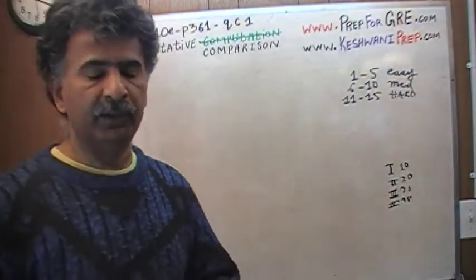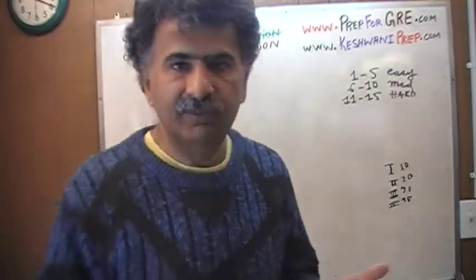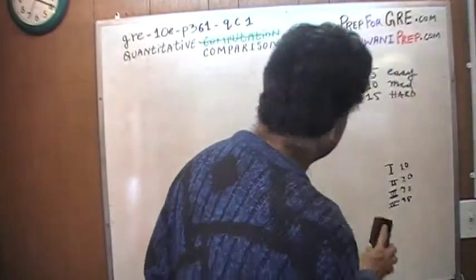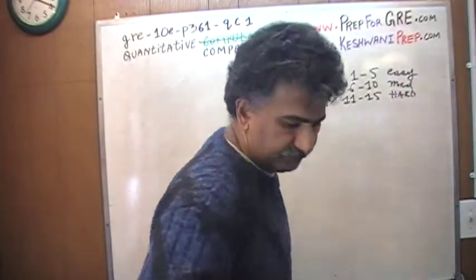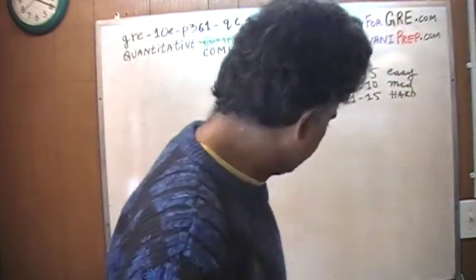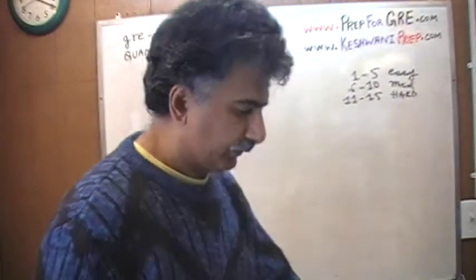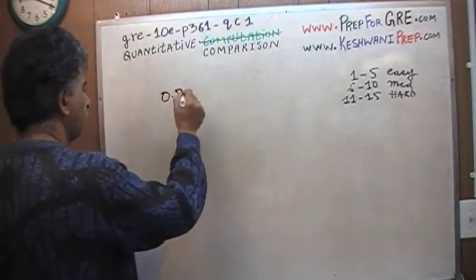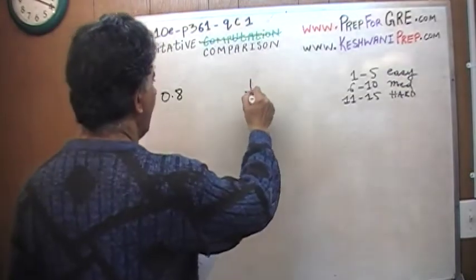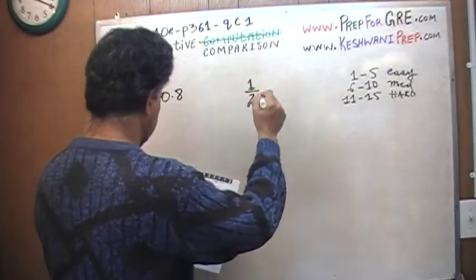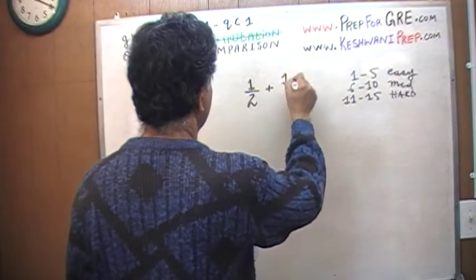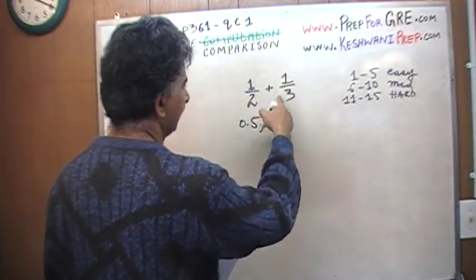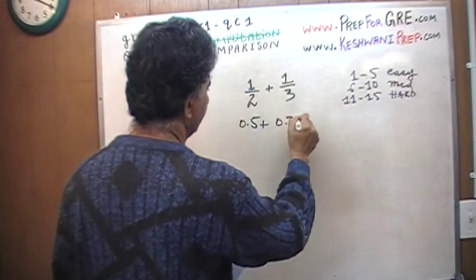On a scale of 1 through 15, this is number 1. It's very simple, very straightforward. Let's take a look at it. The first 5 are going to be quite simple. They want us to compare 0.8 versus half plus a third. Well, half we know is 0.5. And a third we know is 0.33 repeating.